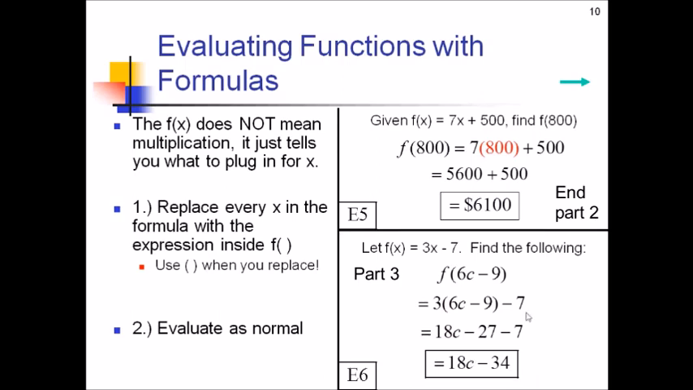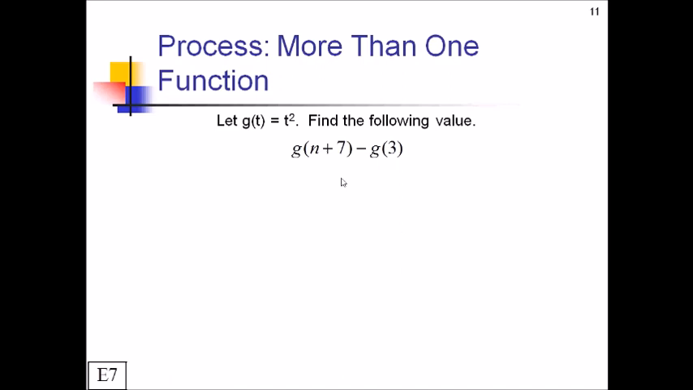In general, if you're plugging something into a function that has a letter, you're probably going to get a letter in your final answer as well if it doesn't get canceled out somewhere along the way. Now that we've got the basic idea of plugging into functions, we're going to up the ante a little bit here. Pause the video and see what you make of this one, where g of t equals t squared, and we want g of n plus 7 minus g of 3.